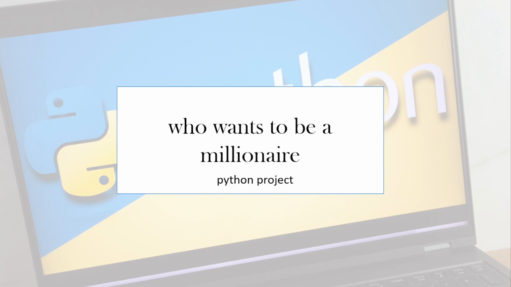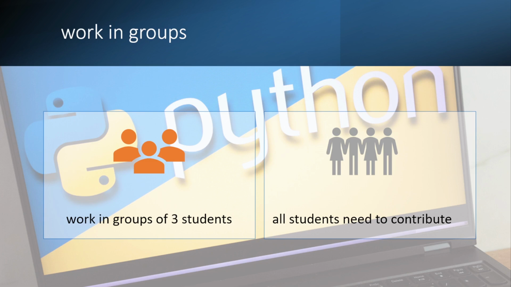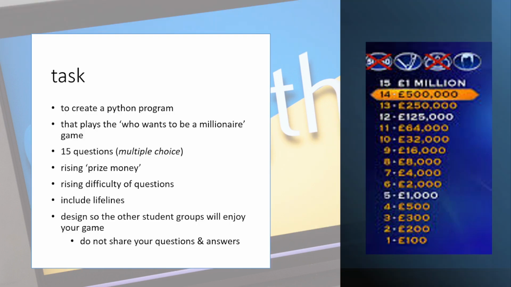Let's start our project, Who Wants to Be a Millionaire? Part 1, we're going to look at our task. Part 2, what are we going to learn? We're going to work in groups of 3 students, and all 3 students need to contribute.